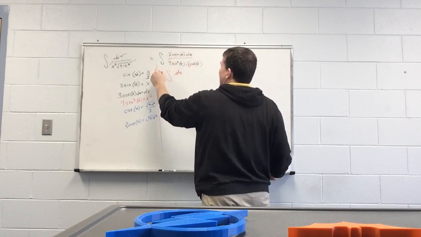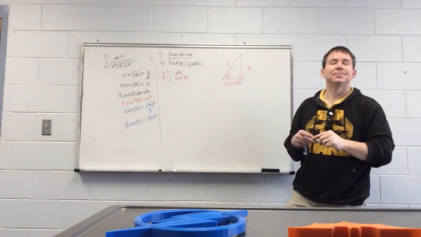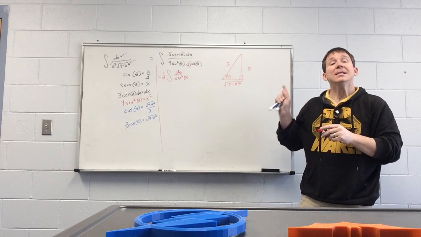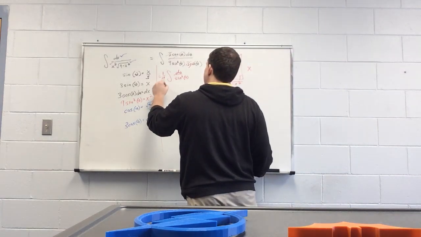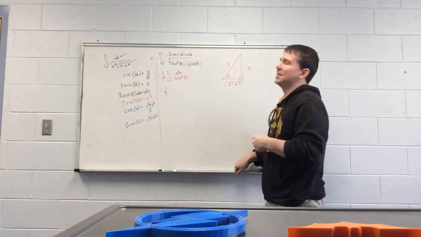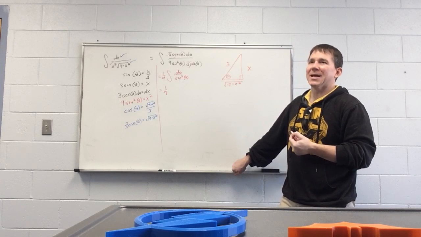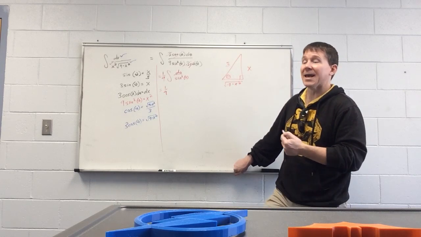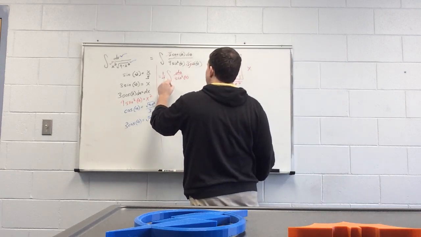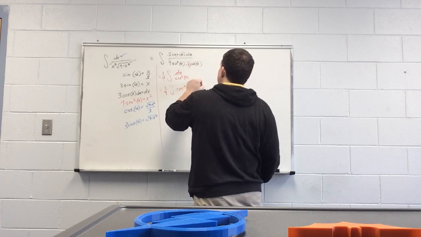I'll pull the 1/9 out, over sine squared theta. Now I just need to solve this integral right here. In this case, there's probably different ways to go. Sine is the reciprocal of cosecant. So this is 1/9 times the integral of cosecant squared theta d theta.